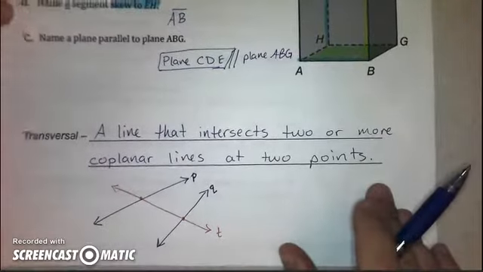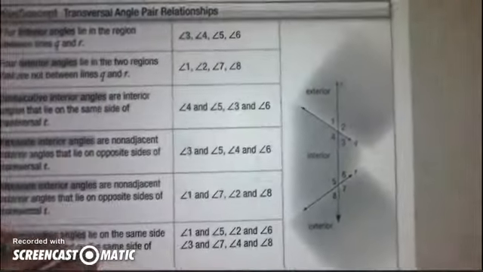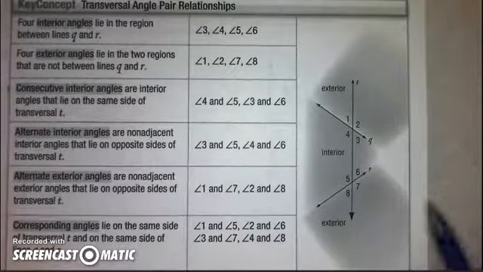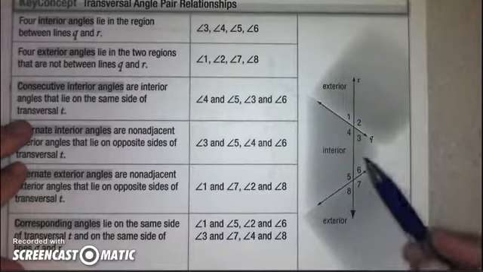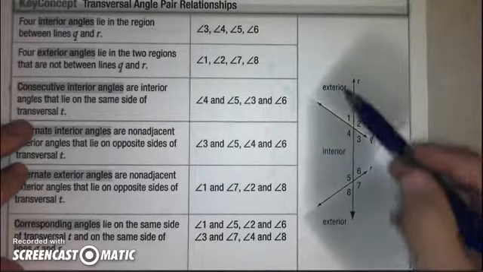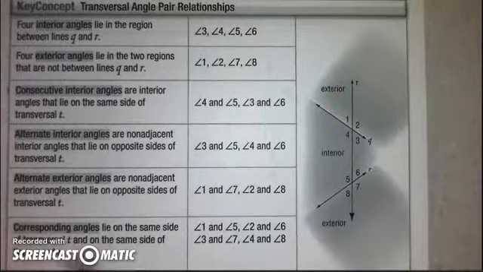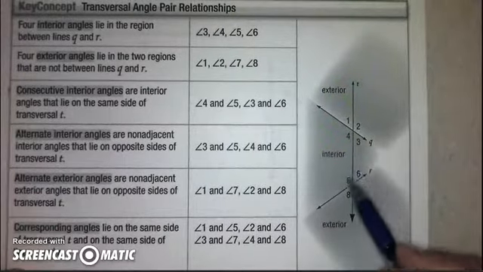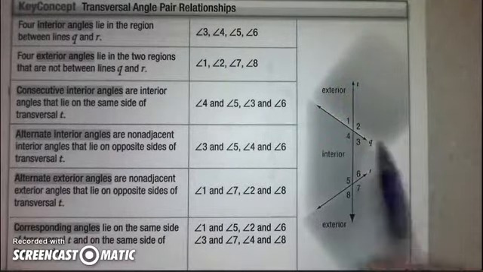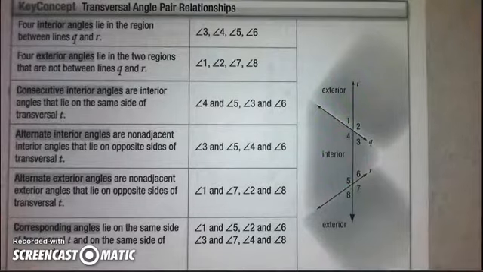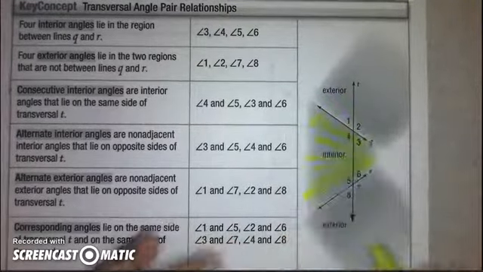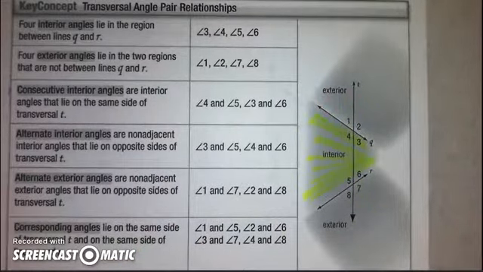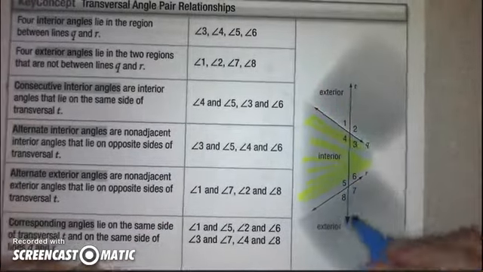So that's what a transversal is, or you might see it like this in your diagram. Okay, and when we have a transversal that intersects these two other lines, we get points in the interior and points in the exterior, as we talked about in class. So 3, 4, 5, and 6 are in the interior, and 1, 2, 7, and 8 are in the exterior.